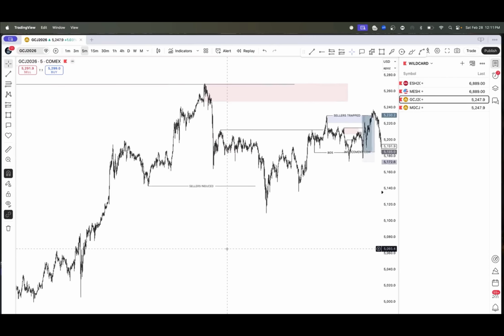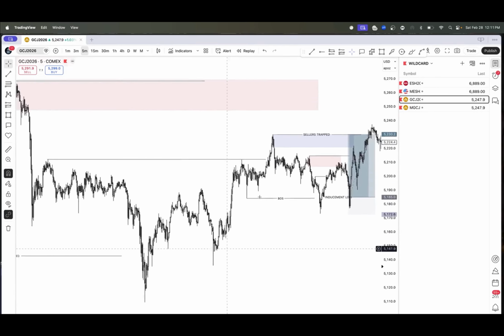Sometimes it won't be as clear as the drawings, guys. You gotta understand it, and that's just the name of the market.